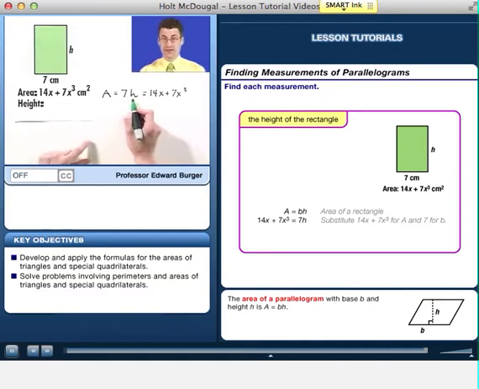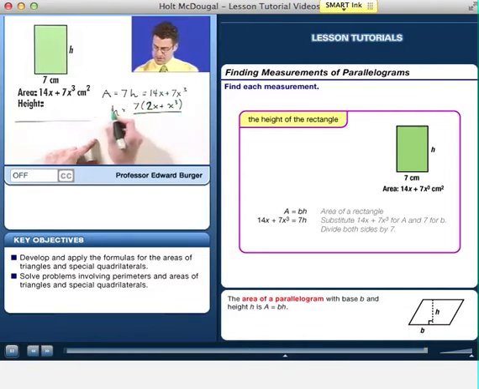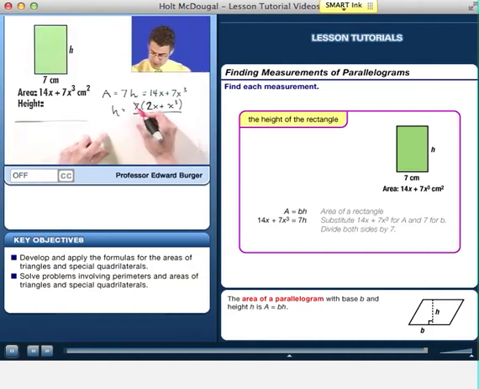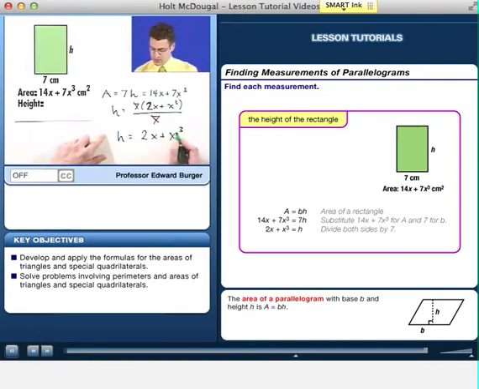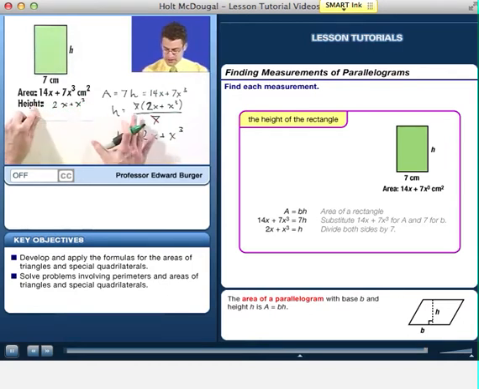Well, if I want to solve this for the height, I just divide everything through by 7. And so I see the height equals. Now notice on this side here, there's a common factor of 7 that I can factor out. Oops, that should be a 2. So now when I divide both sides by 7, I can simplify this a little bit. And I see that the height is equal to 2x plus x cubed. And my units here, of course, are centimeters.